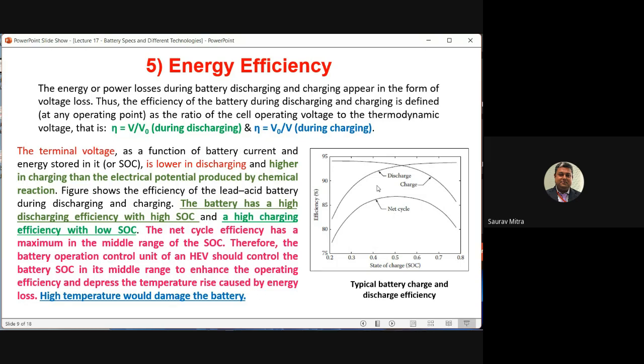Because whenever I am saying efficiency is less, that means loss of energy is happening. So for discharge at the starting part, and for charge at the higher part, higher SOC, efficiency is less, which means the battery will get unnecessarily heated up. So always you should try to keep the SOC of the battery in the 0.5 to 0.7 range. In that case, you will be finding that the battery is getting cooled off, or the battery is not getting too much heated up.